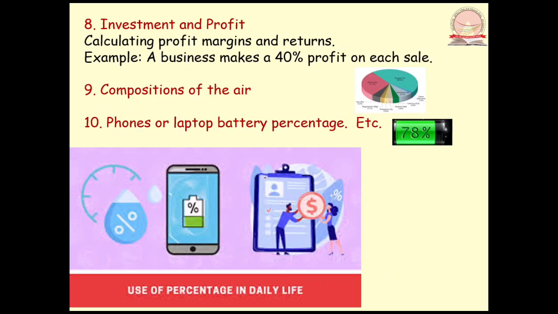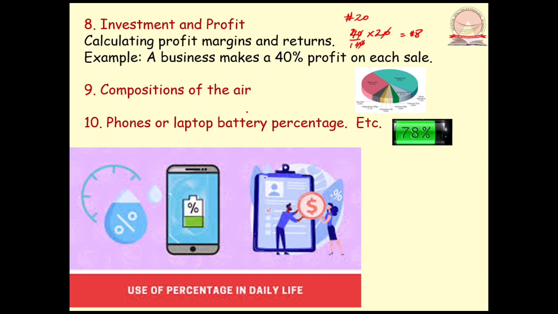So we also use the knowledge of percentage in investments and profits. For instance, calculating profit margin and return. Now, let's assume that a businessman invested 20 naira and is making 40% profit on each sale. Let's determine the amount of profit he made on 20 naira. So what we need to do is to say 40 divided by 100 times 20. If we reduce this, we're going to be having 8 naira. That means the businessman is making a profit of 8 naira on 20 naira goods.